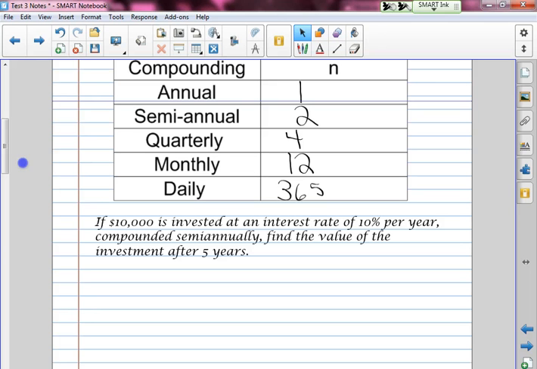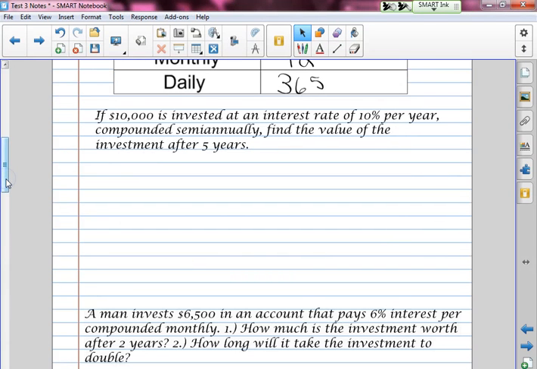If $10,000 is invested at an interest rate of 10% per year, compounded semi-annually, find the value of the investment after 5 years. And because it said it's compounded and then it gives me an amount of time, then I know I'm going to have to use compound interest. So that's A equals P times (1 plus R over N) to the NT power.